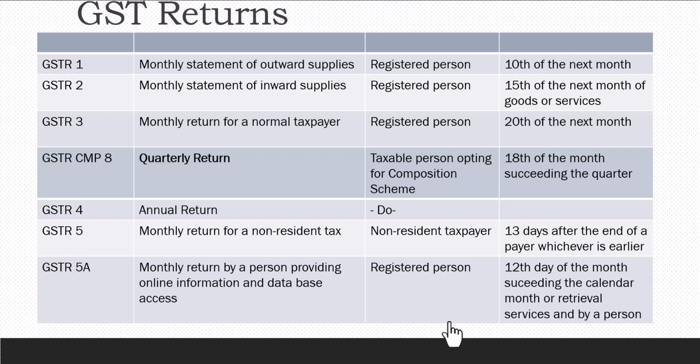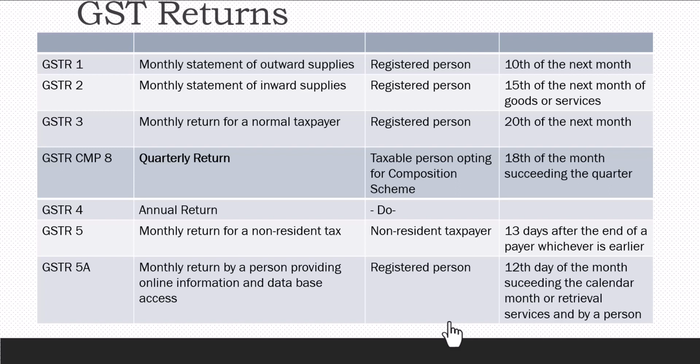So GSTR 1, 2, 3 we have done. The last date for GSTR 1 is 10th. Now you don't have to file GSTR 2, which is auto-populated, and GSTR 3 is 20th of the next month. Then we have GSTR 8, which is for the composite schemes.